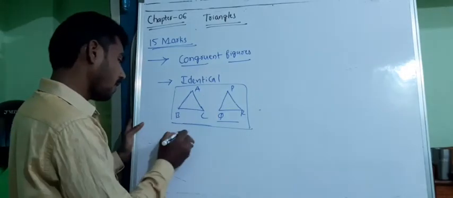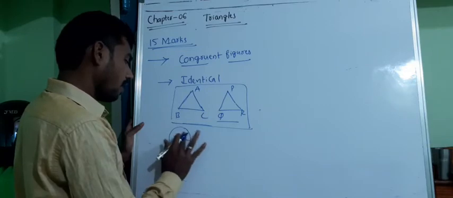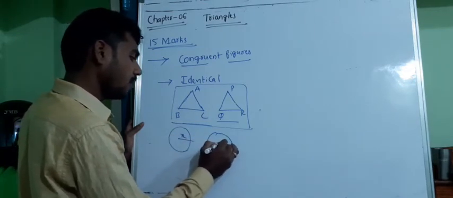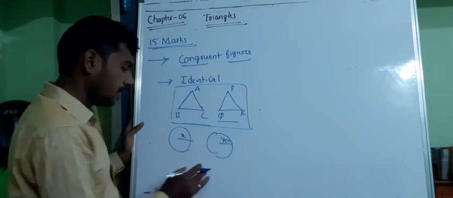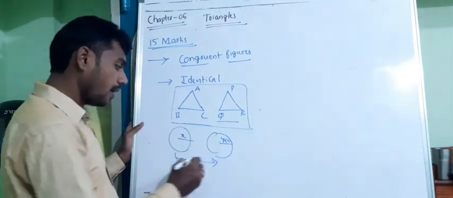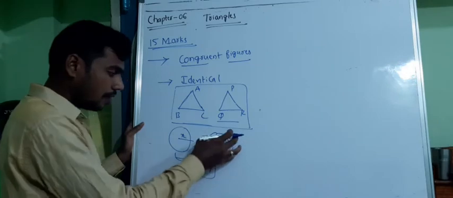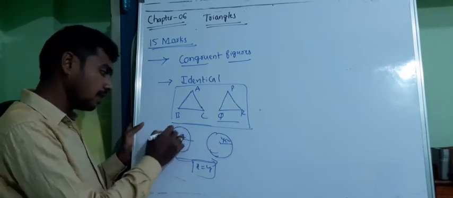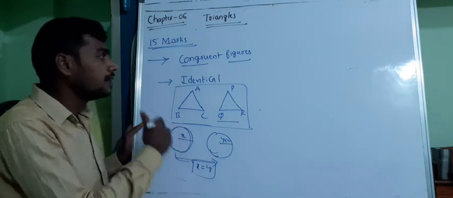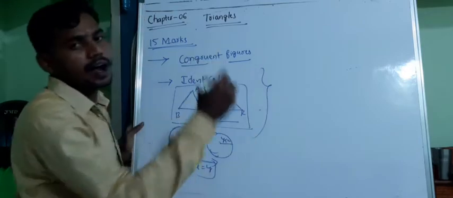If you take anything, if I take a circle of radius x centimeter and one more circle of y centimeter, if I want to say these two circles are congruent, x should be equal to y. In other words, if I bring this circle and place it on this particular circle, and they overlap, then we'll say these two circles are congruent. It means they should be exactly identical.